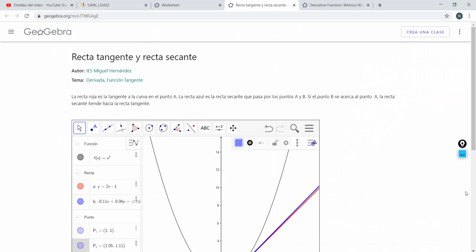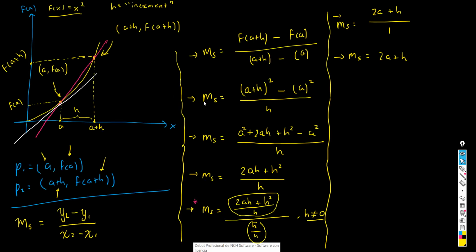Okay. So if I go back to my analysis, remember, this is the point number 2 right here. This is the point number 1. And I want you to notice that as this point 2 gets closer and closer to the point 1, I want you to imagine the red line moving like in the software. Imagine the whole diagram moving. And my question is this. When we do that, guys, what's going to happen to the increment h?